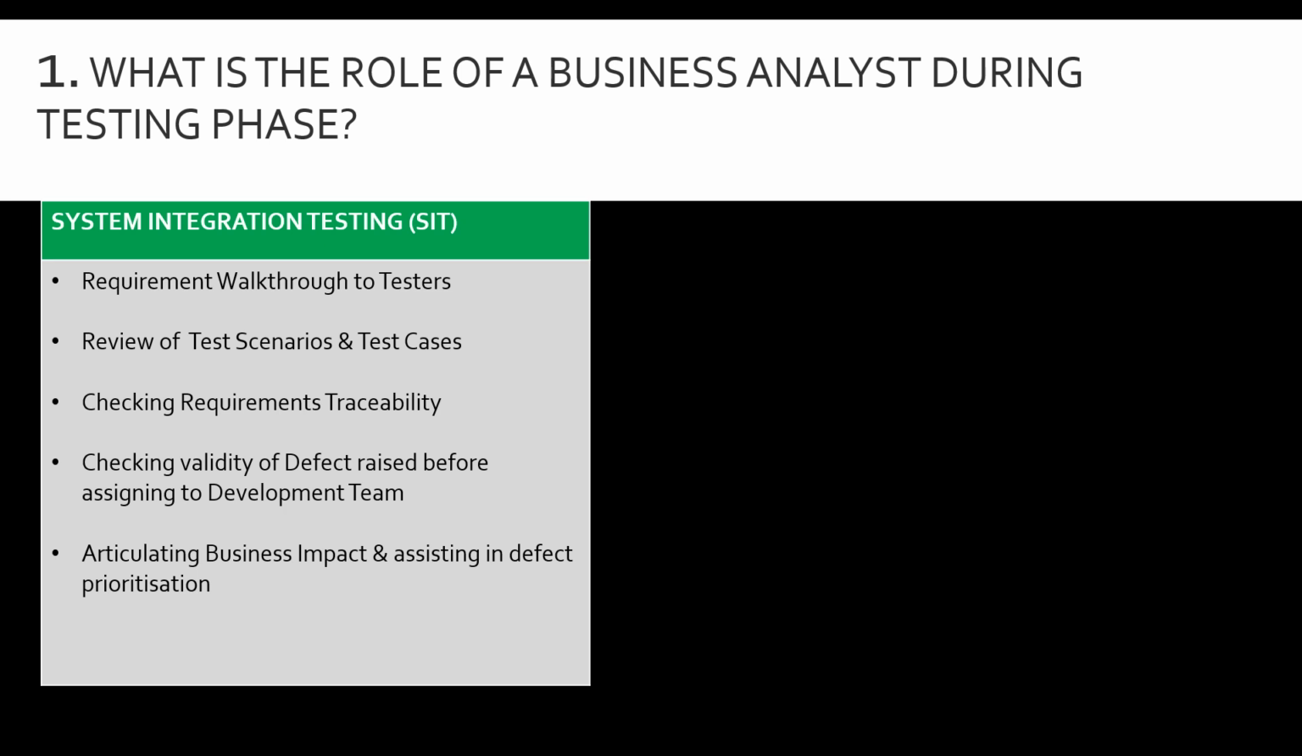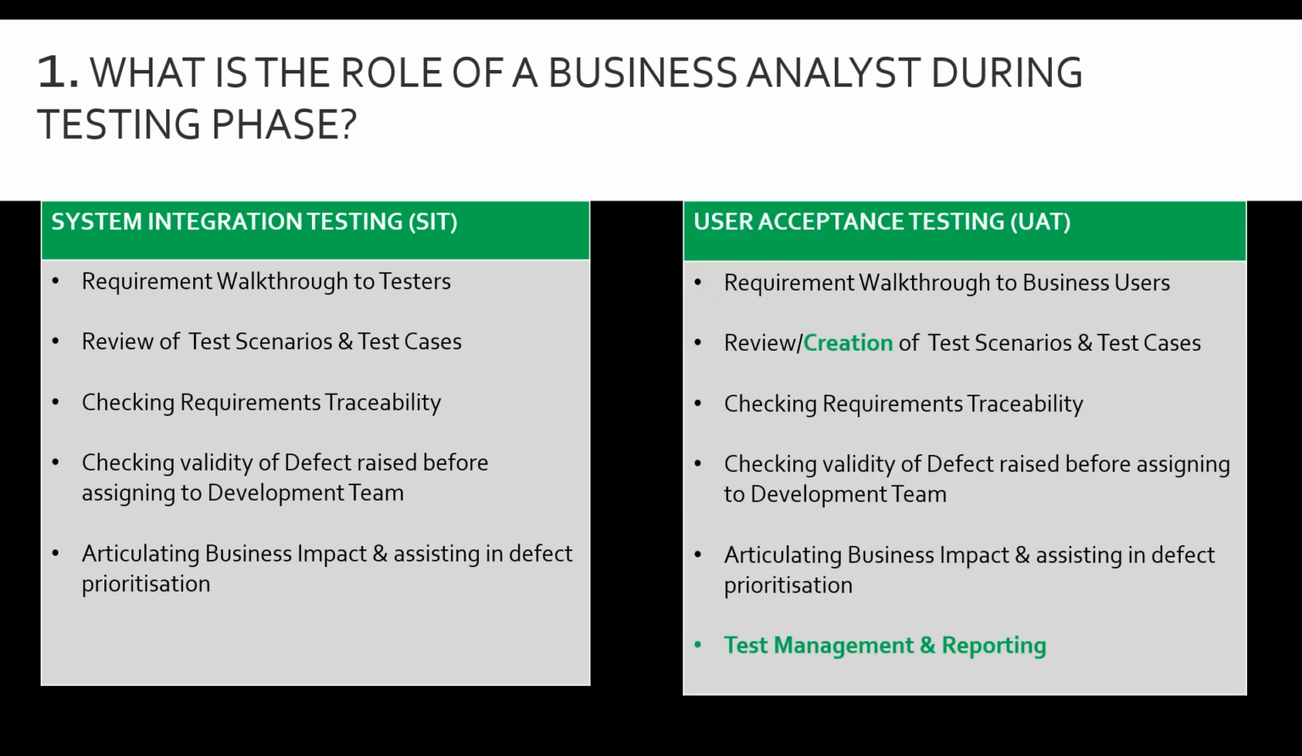So that's on the SIT. Coming to the UAT, I think most of the things we discussed hold good for UAT as well: the walkthroughs, the reviews, traceability, validity of the defects, and articulating business impact. Along with that, this is where there will be additional things asked of a business analyst. That is, here, creation of the test scenarios and test cases.